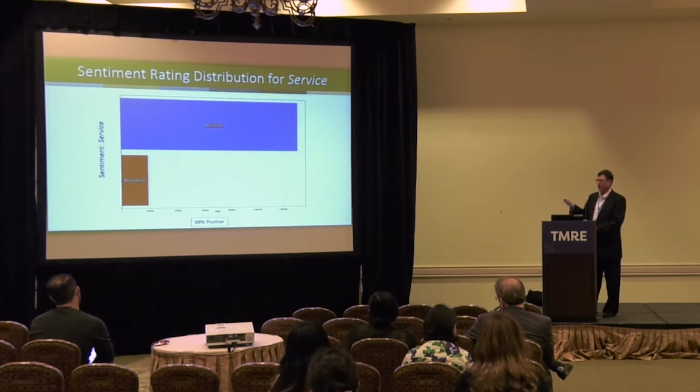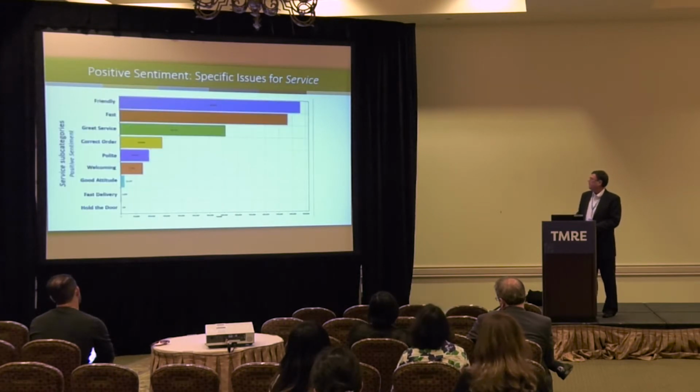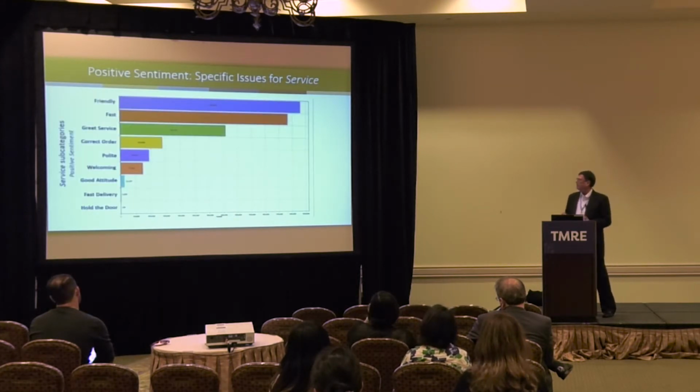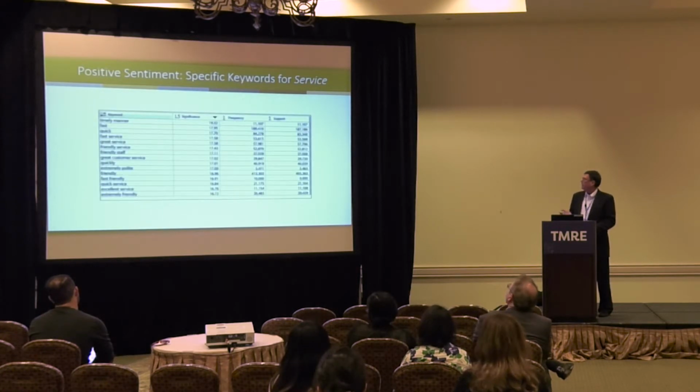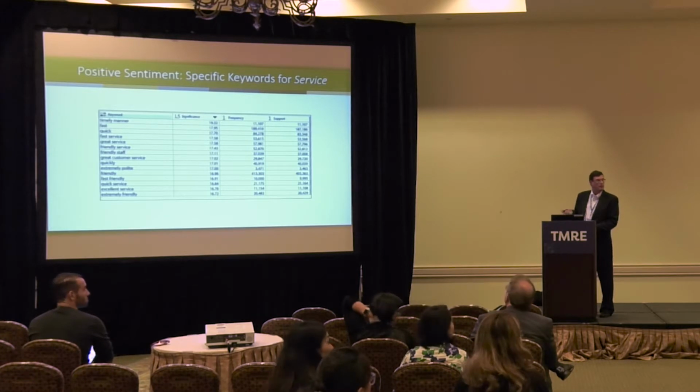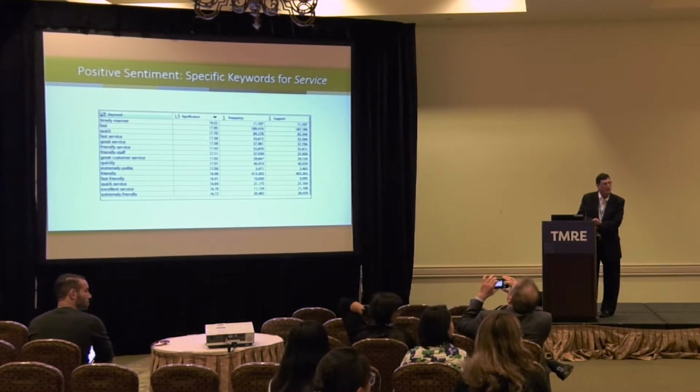And at any of these points, we could click into the data and drill and create subsets, et cetera. So if we look at the specific issues regarding service that were rated positively in sentiment, friendly, fast, great service, correct order were the highest scoring things. Those were the most frequently cited things. And then if we look at the key words that were in this positive sentiment service category, these are some of the key words here. Timely manner.